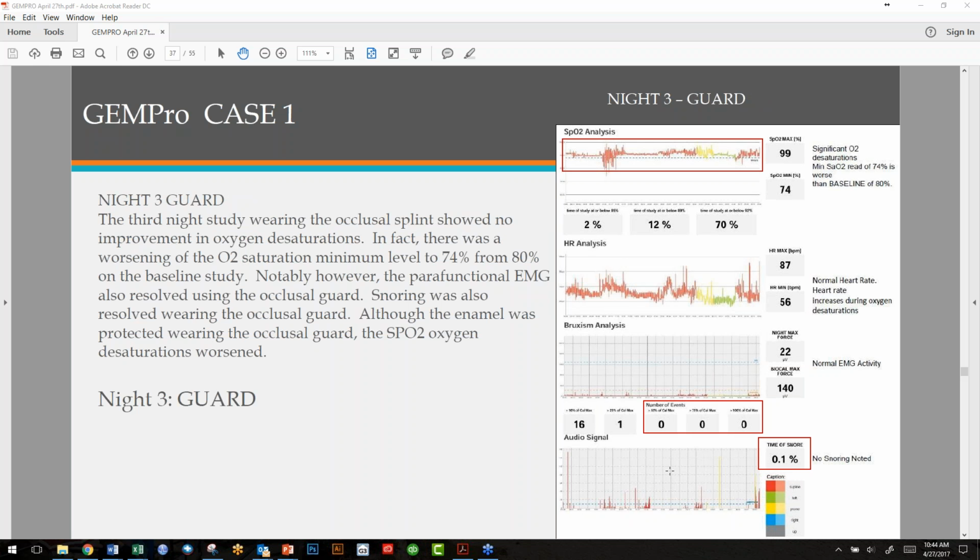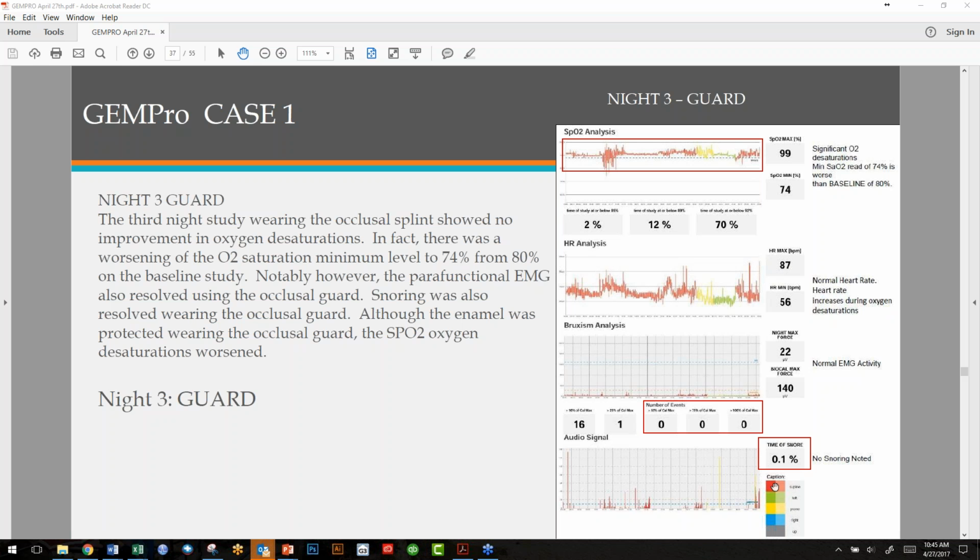All right, so what happened when he wore his night guard? So this is the third night with him with his night guard, and total relapse. In fact, his SpO2 got slightly worse than his baseline. His heart rate was essentially unchanged. Now the guard did a great job of reducing the bruxism. But look what it did to the airway. What cost was this protection?